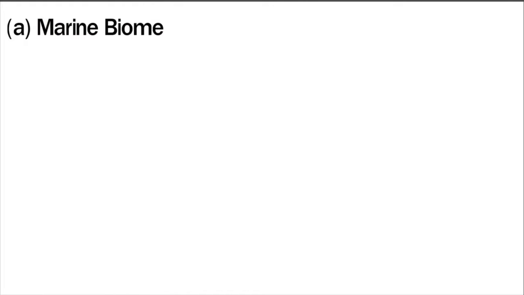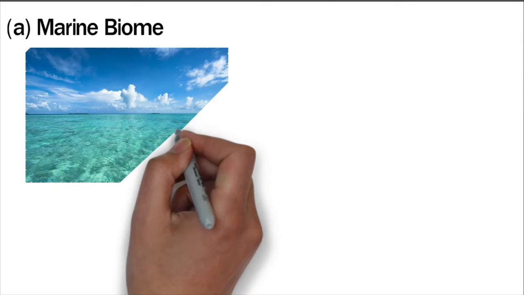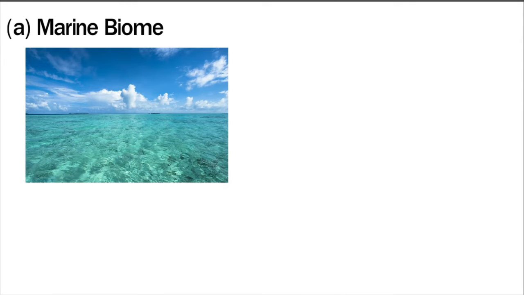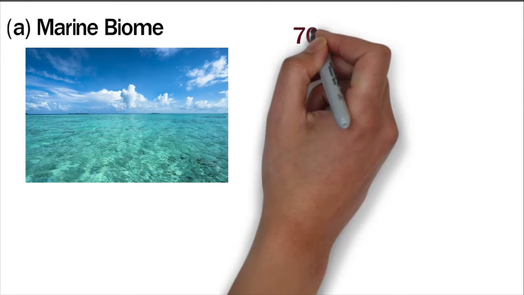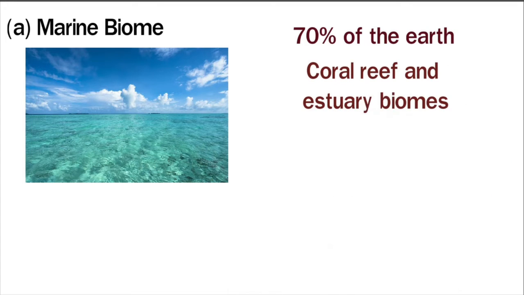Marine biome. This is the largest biome on the planet. The marine biome consists of all the oceans in the world and is defined by saltwater conditions. The ocean biome covers 70% of the Earth. Coral reef and estuary biomes are also part of the marine biome.